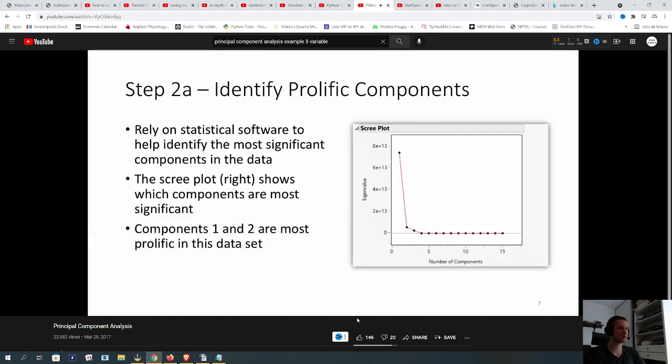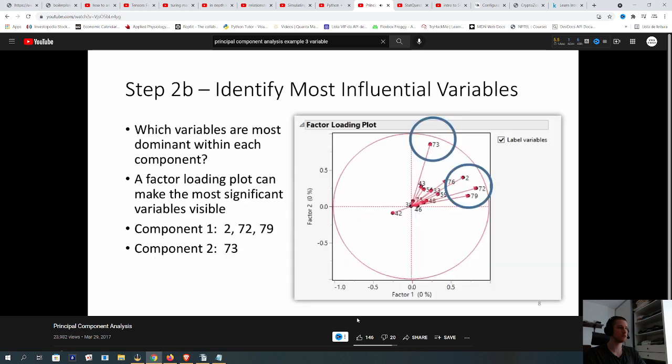The next step is to rely on statistical software. In this case, we used JMP. We push all of the data into the statistical software and begin to run a principal component analysis on it. From this analysis, you can see which components are most prolific. In this case, components 1 and 2 were retained for our further analysis. The next step is to look at which variables within those components are most significant.